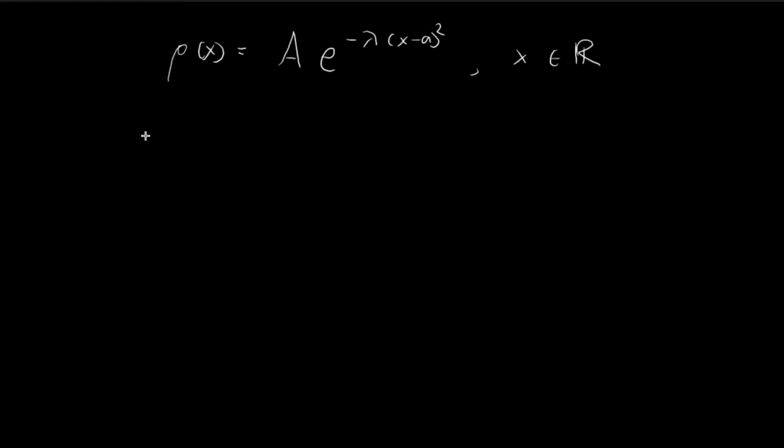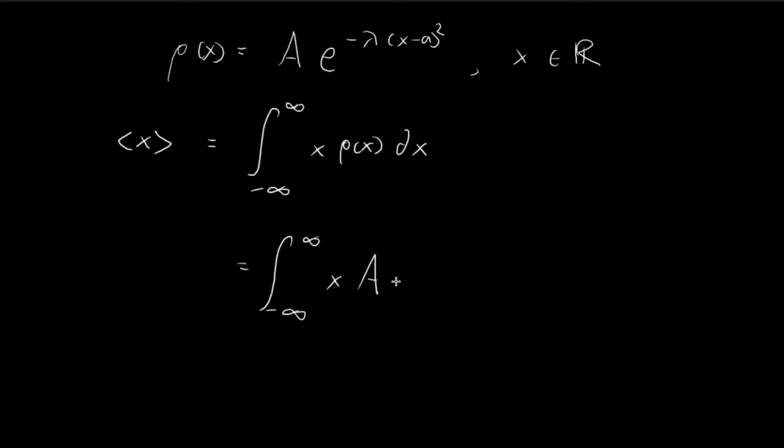Now moving on to part B, we want to find the expected value of x. To find the expected value of x, by definition, this is just equal to the integral of x multiplied by the probability density function. So all we have to do is substitute this expression inside the integral. So we have x times A times e to the power of negative lambda times (x minus a) squared dx.